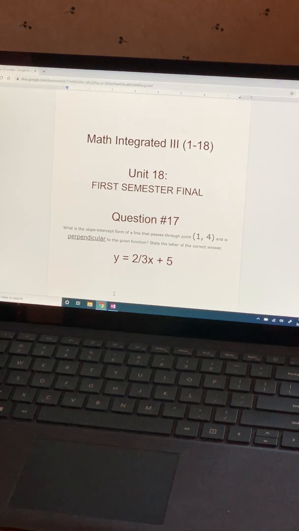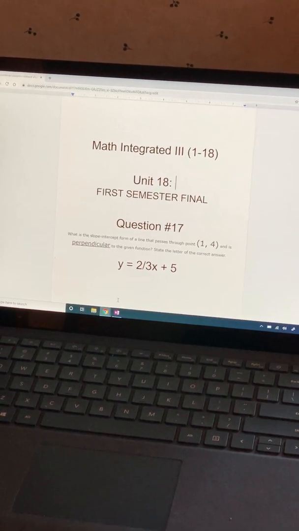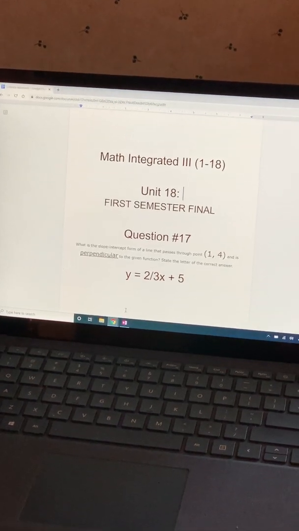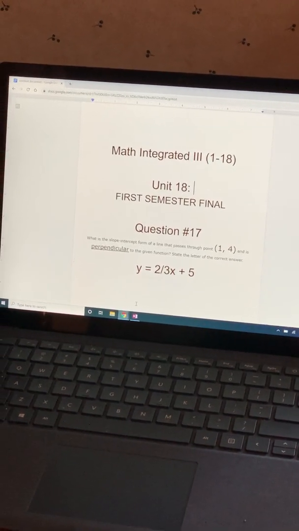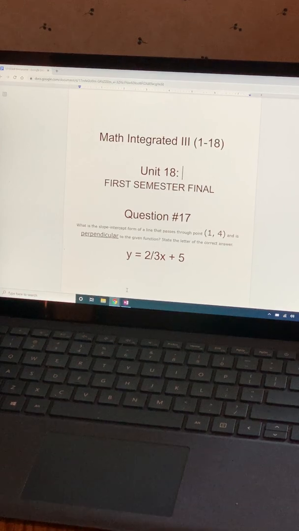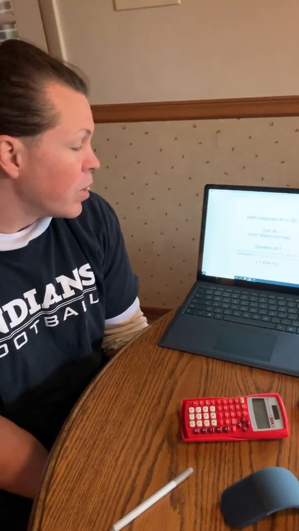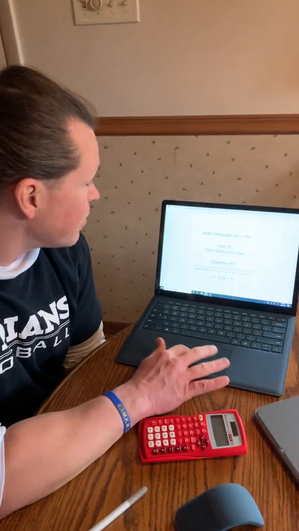I've highlighted some important information. The point (1, 4) is very important. That's going to definitely be used. And then the actual word perpendicular is very, very important because you can either have a line that is parallel or perpendicular. So we are going to look through this. Let's go ahead and get started.